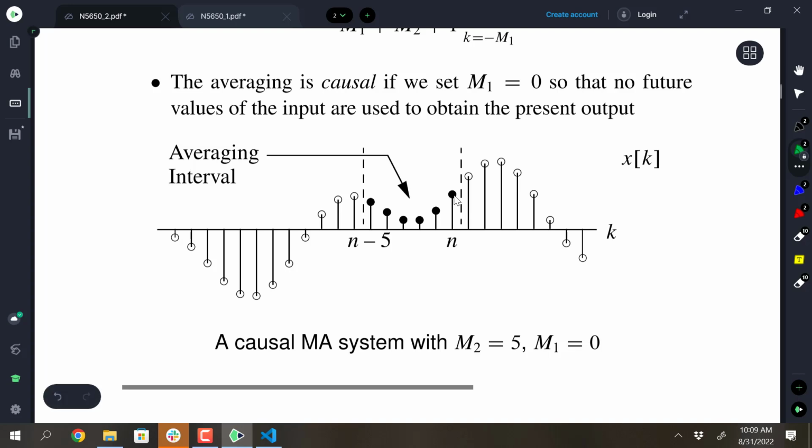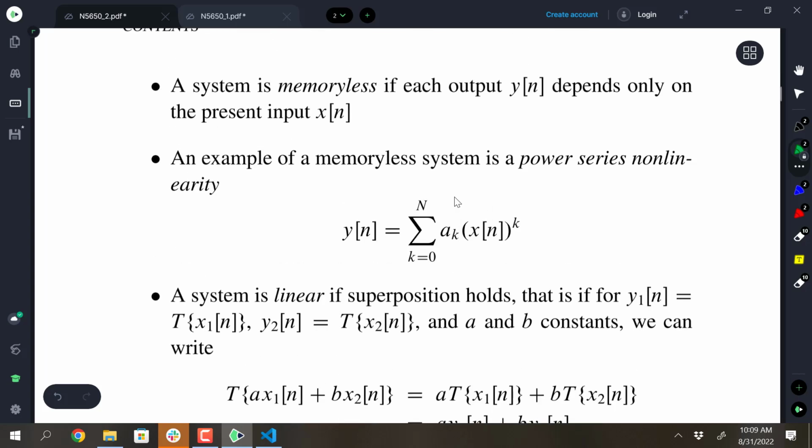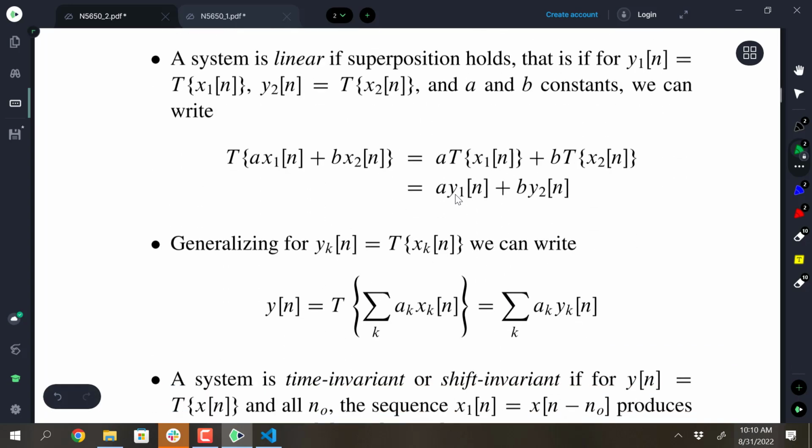Memoryless would say it can only use the present input to form the present output. And if you go to that extreme in your system constraints, about all you can settle on is some sort of, say, a power series nonlinearity, which you could think of as being a cosine, polynomial, any other function that only depends on the present input. So, memory and memoryless.